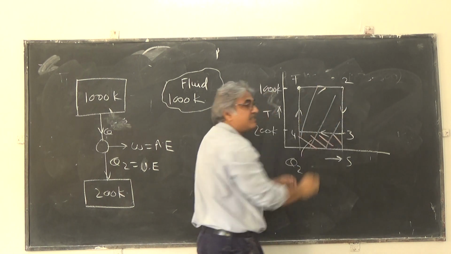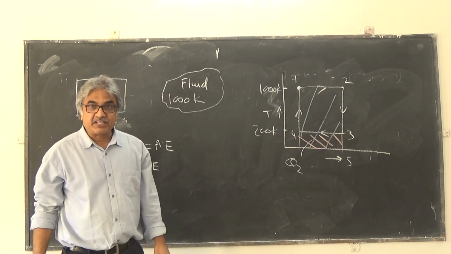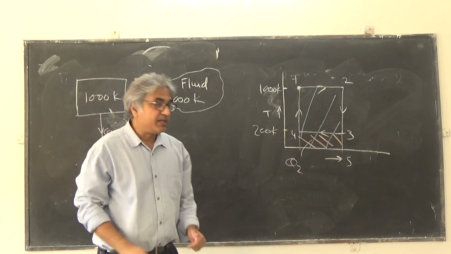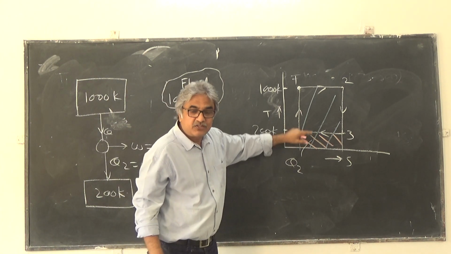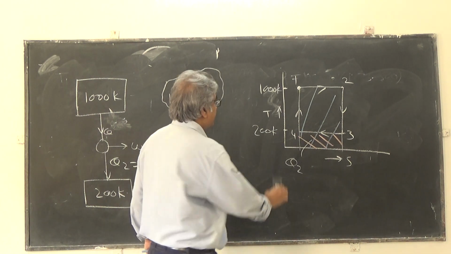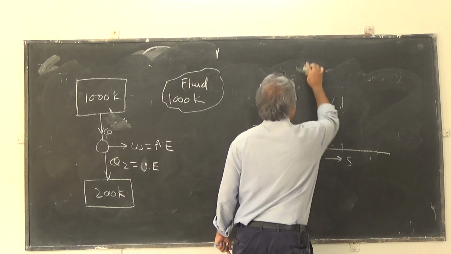What is this? This is your available energy. This is the available energy. This is unavailable energy. So this you know. Now let me make the similar sketch for the other one.